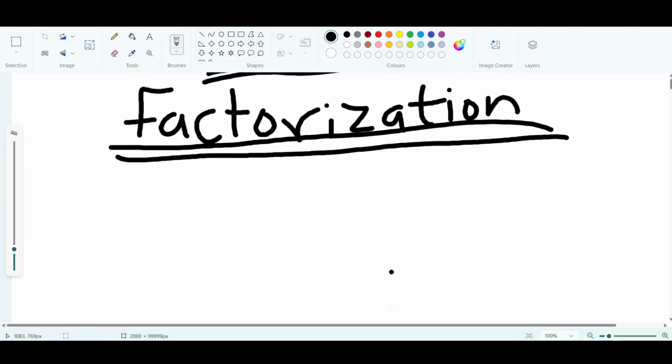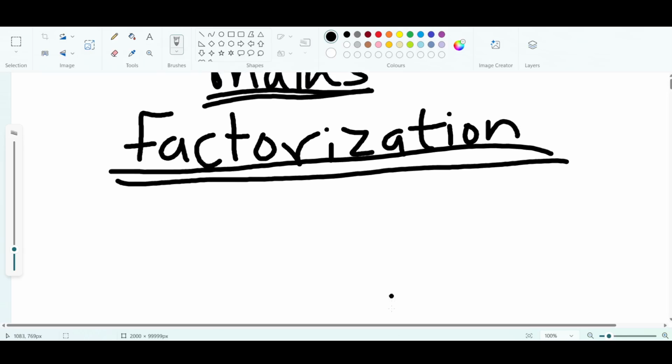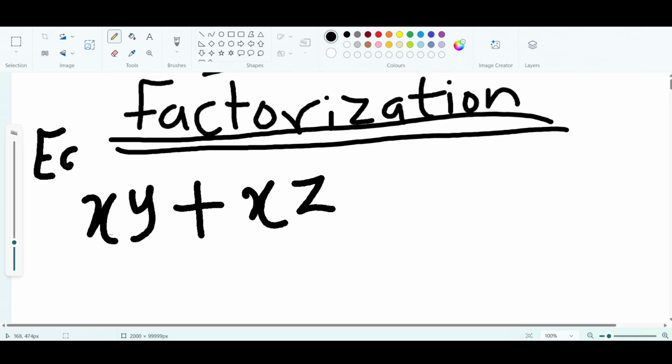Okay, hello. Today we want to deal with factorization in mathematics. When we are given an example like this, we are asked to add these two terms together.